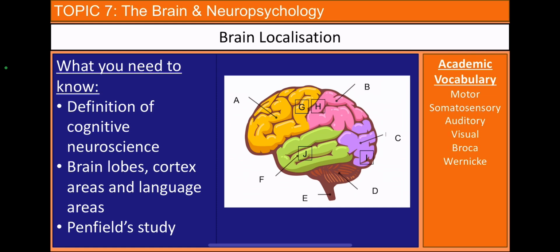Right guys, that's everything you need to know about the brain in terms of some keywords, the key brain areas, and Penfield's key study. Feel free to pause the video now and test yourself with this picture of the brain where I have removed the labels and replaced them with letters, to see if you can remember the names of the lobes, the cortex areas, and the extra brain areas.